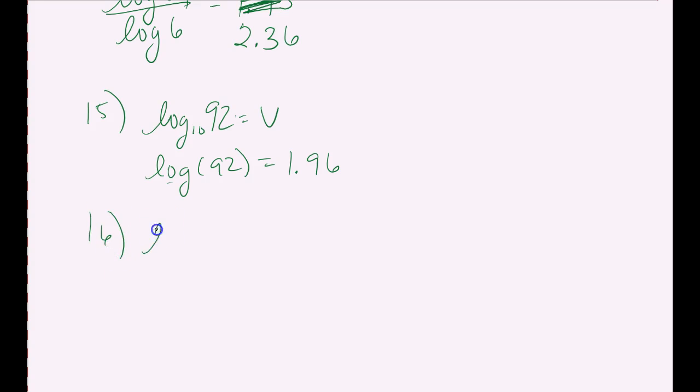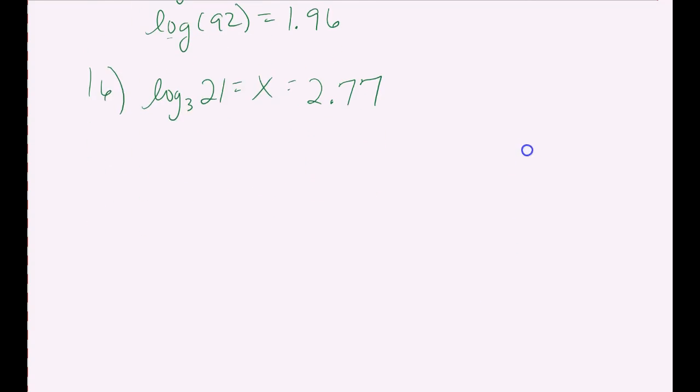16, log base 3 of 21 equals x. So I'm typing in log of 21, divided by log of 3, and I'm getting 2.77, okay? Number 17, okay, this is where it gets fun.